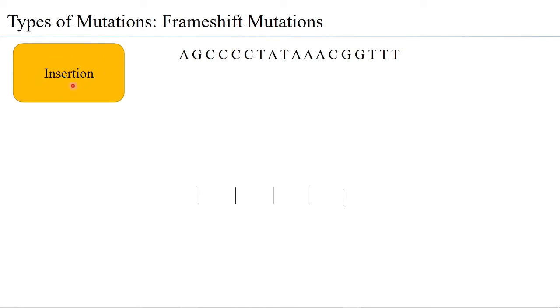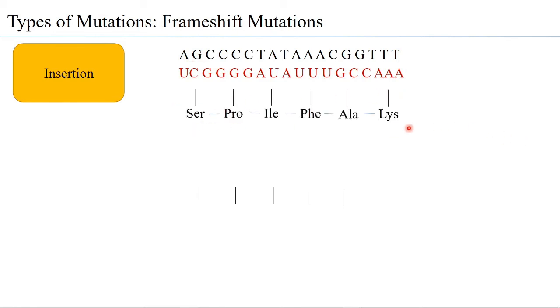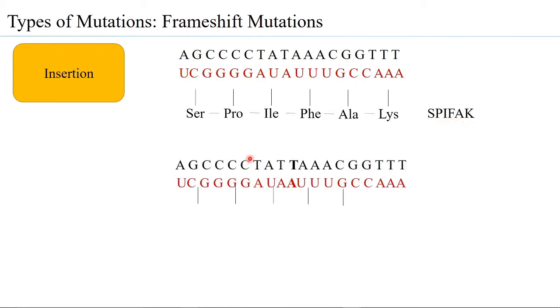Now let's consider insertion. Instead of a base pair getting deleted, a base pair can be added, or a few base pairs can be added. So here, this was the DNA template. You have the RNA being formed, and then you have the amino acid sequence. Now, say for example, at this point you have a TA getting inserted. So what was TA now stands to be TATTA. A T has been added extra. This is what is called insertion. A base pair has been inserted.